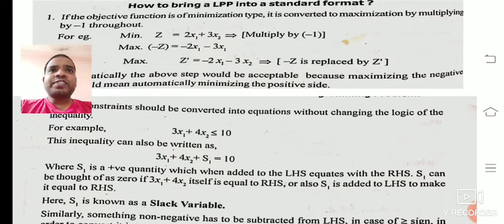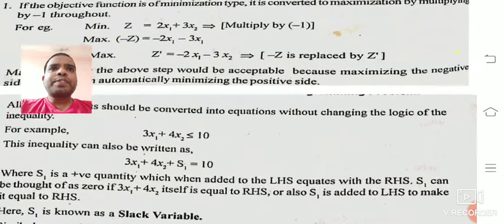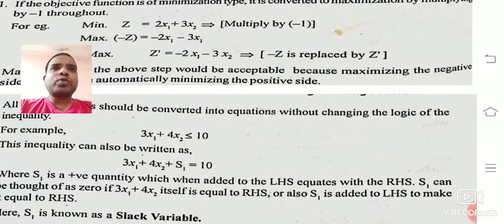Okay, it is a minimization type. Then you can't apply the simplex method for this type. We need to convert that into maximization type by multiplying by -1. Then it becomes maximization of minus z equals minus 2x1 minus 3x2. Then it is converted into maximization, and we can go for solving that problem.